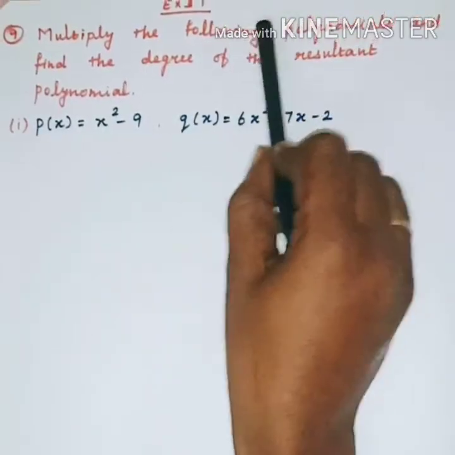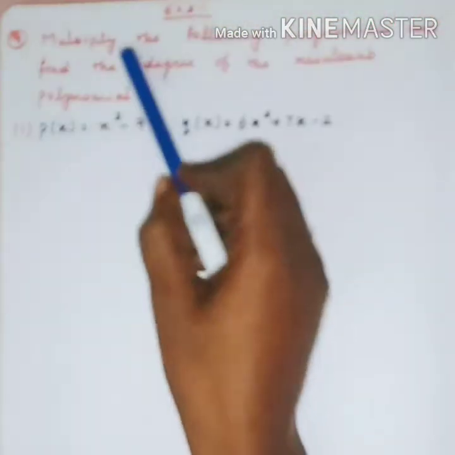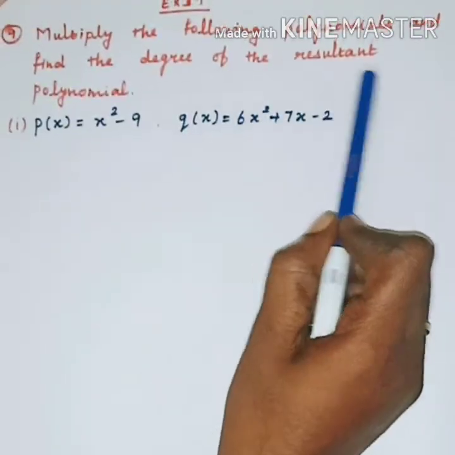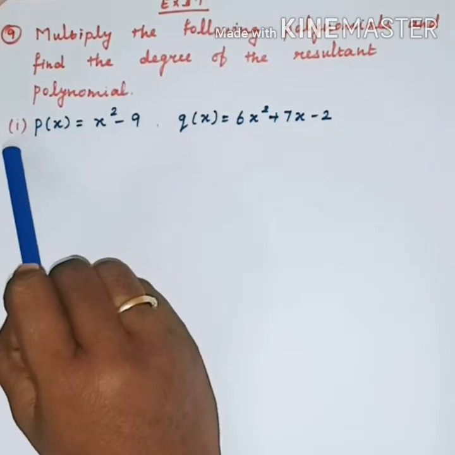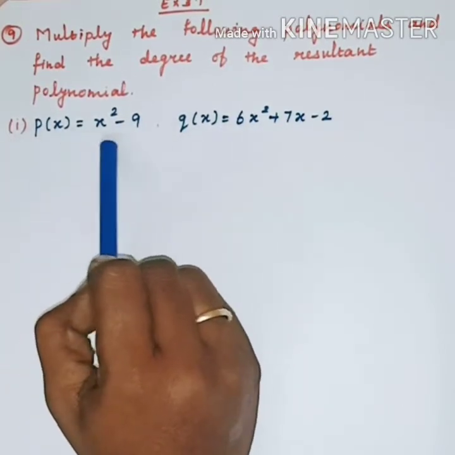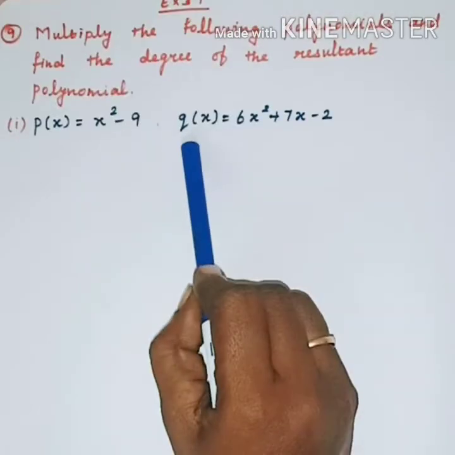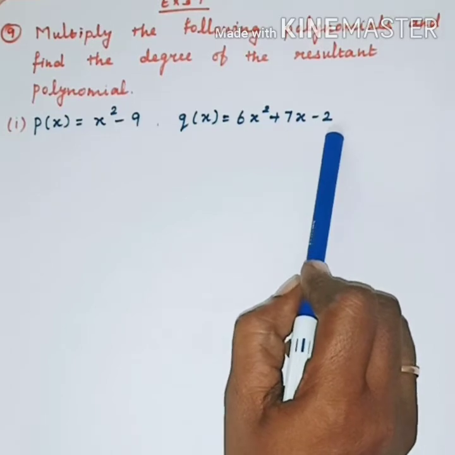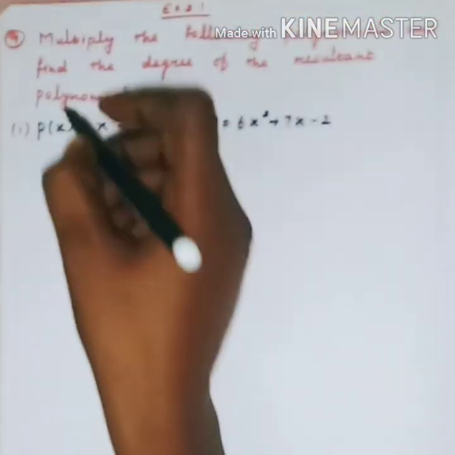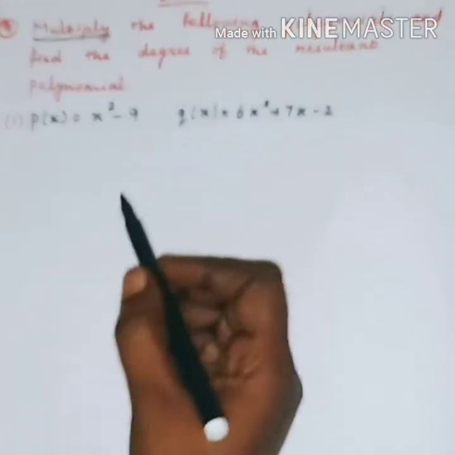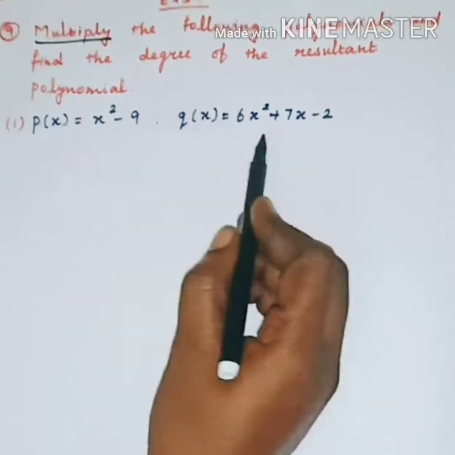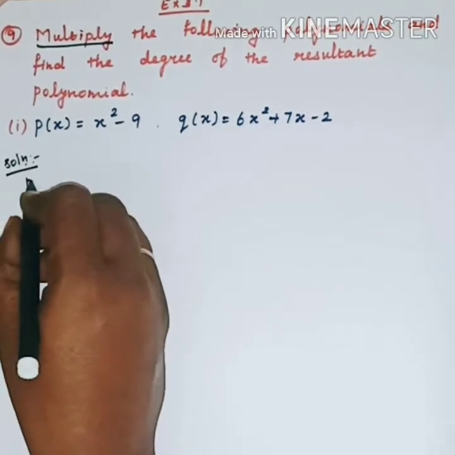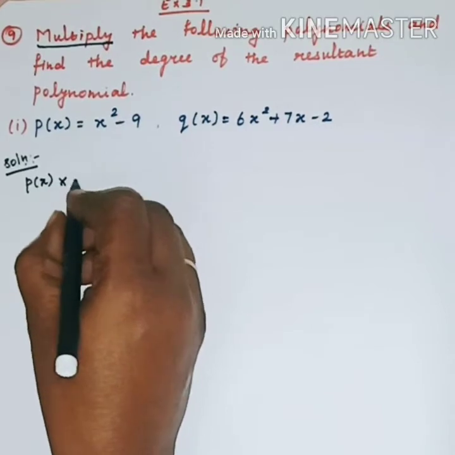Exercise 3.1, ninth sum. Multiply the following polynomials and find the degree of the resultant polynomial. Question is, first subdivision is p of x is equal to x square minus 9 and q of x is equal to 6x square plus 7x minus 2. Here they are asking multiply. So we have to multiply these two expressions together. Solution is p of x into q of x.